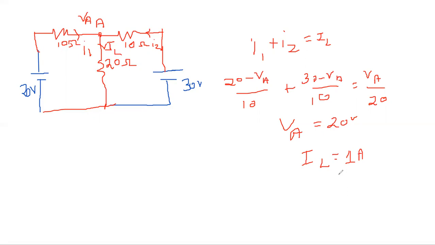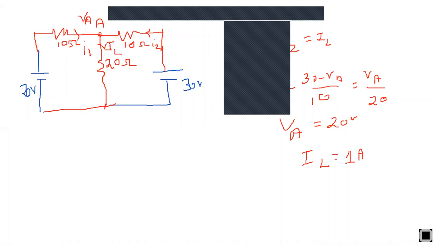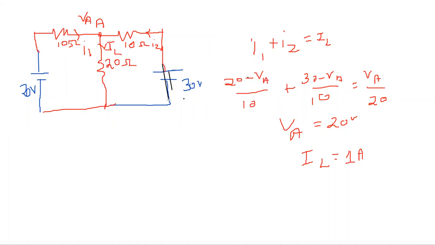Now the same problem could have been done using the superposition theorem. You can use superposition without converting the delta to star, or you can do it by converting the delta to star. If you do it with the superposition theorem, first short the 30 volt source. Let me short the 30 volt source.